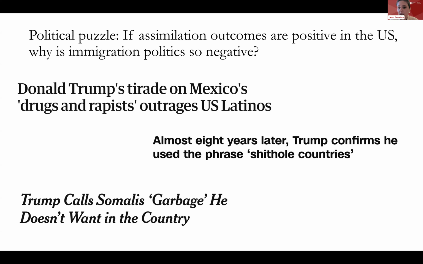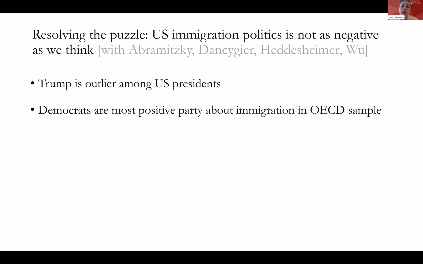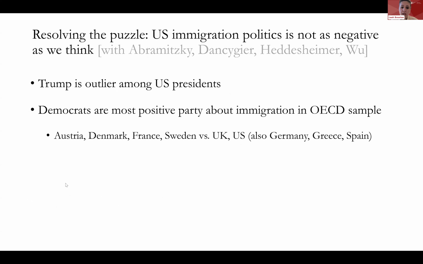And here I'm using a number of examples from President Trump, including some very recent language from the past couple of weeks. So to resolve this puzzle, it turns out that US immigration politics is not as negative as we think. And so first, I'm going to show you that Trump is an outlier among US presidents in the past 30 or 40 years. That in fact, the Democrats are the most positive party about immigration in our full OECD sample, which includes a wide variety of countries that were also in our 15-country study.